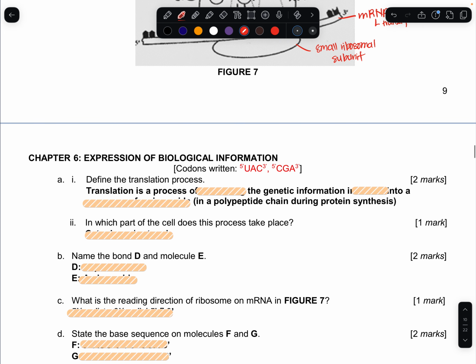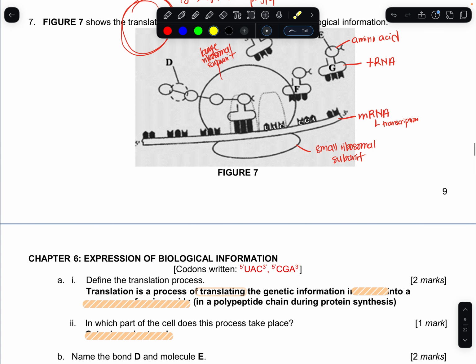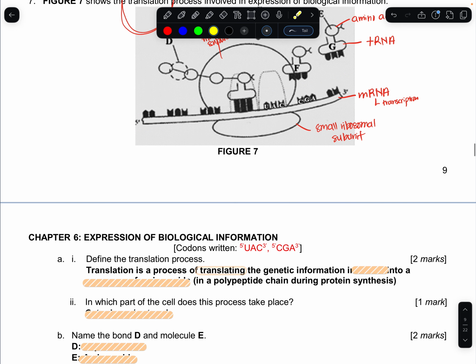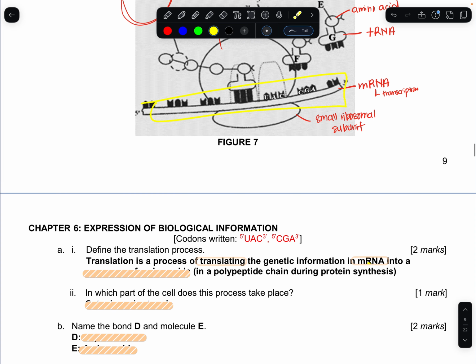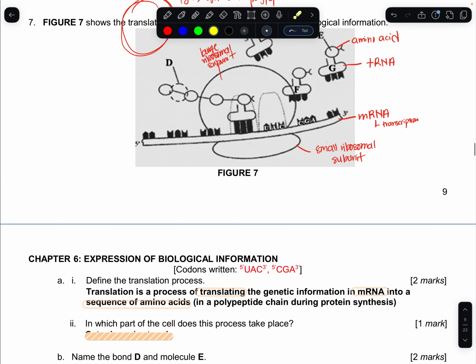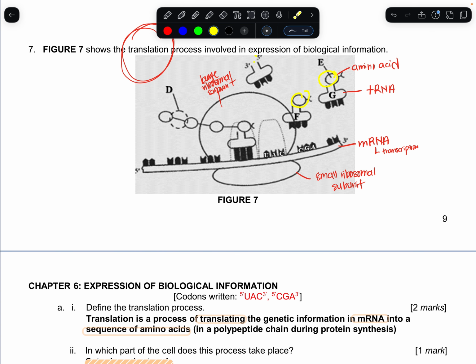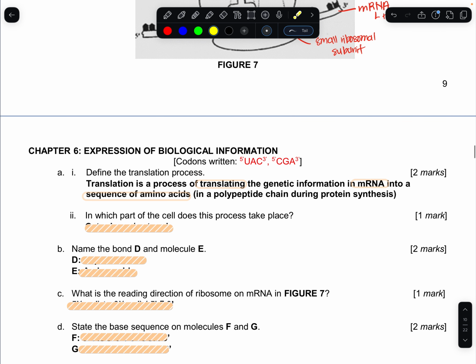Question A. 1. Define the translation process. So in order for you to answer this question, senang je. Translation is a process. Kita mau buat apa? Kita mahu translate. That's why nama dia translation. We translate the genetic information dari mana? mRNA. Sebab mRNA ini kita sudah bawa the genetic information from DNA during transcription. So now we are going to further use the genetic information in mRNA into a sequence of amino acids. So ini adalah amino acid. Dalam translation lah nanti dia akan memanjang di sini. Okay. So that's for definition.